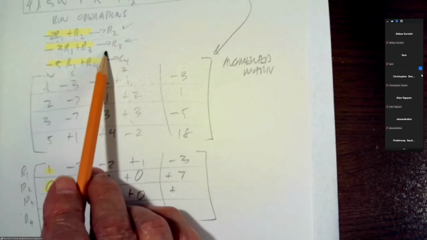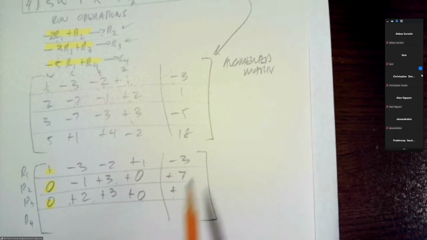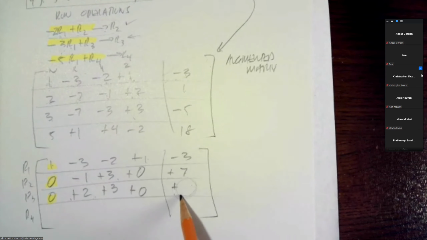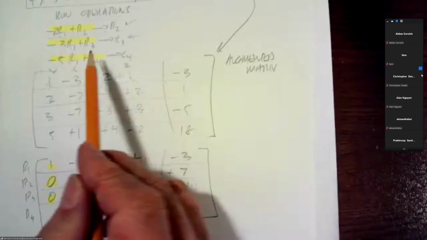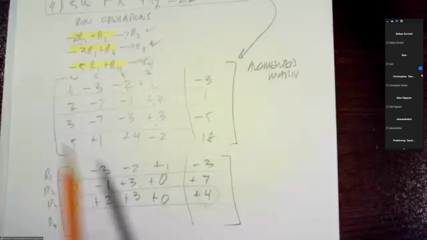-3 row 1 plus row 3. So we're generating a new row 3. 0, 2, 3, 0. And what do we get out here? What's this value right here? 4. 4. Very good. Very good. And then we want to do this last. So we did that one. Then we want to do this last operation.